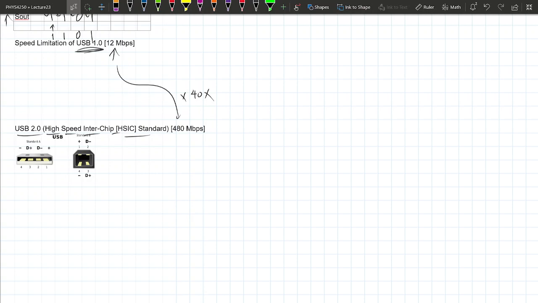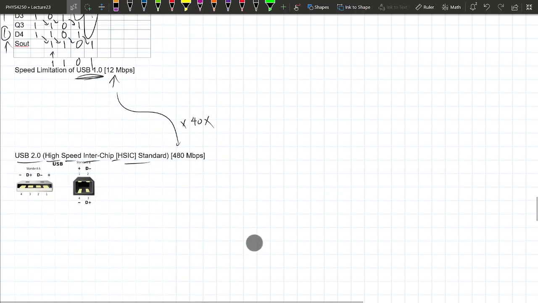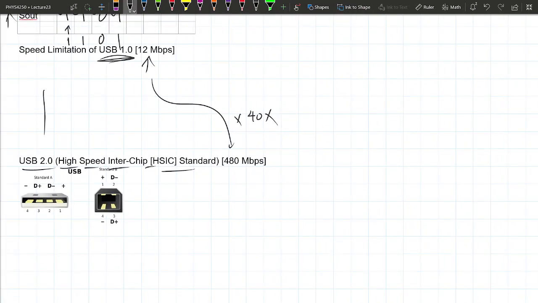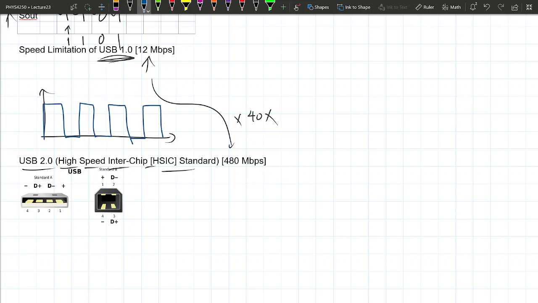Oh, and so this is just done by increasing the clock speed. Wow, okay. Back when USB first came out, these clock cycles were dealing with motherboards that could probably only go at about 25 megahertz, and they wanted to be friendly to all the devices. So each of these clock cycles is 1 over 12 million, whatever that number is.